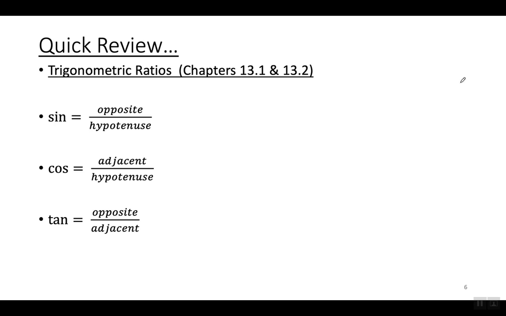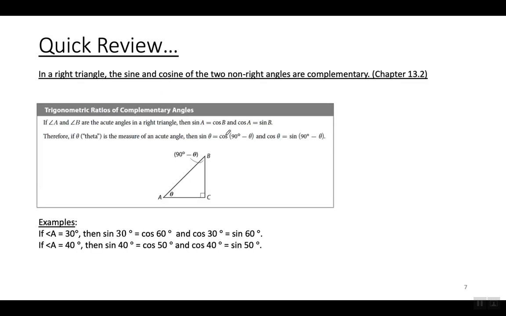There's also going to be a lot of trigonometry on this exam. Here we have the trigonometric ratios that you should know. And remember that in a right triangle, the sine and cosine of the two non-right angles are complementary. So the sine and cosine of these two angles are complementary.